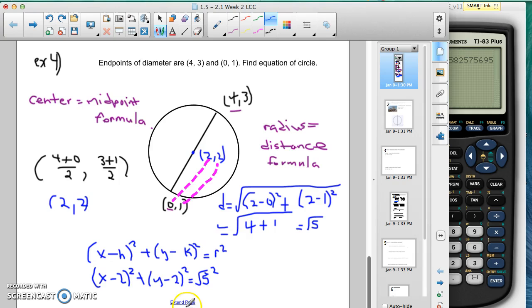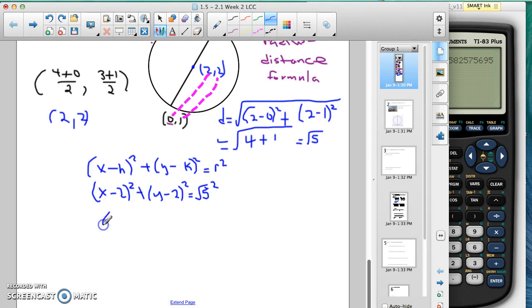So that means that our formula is just going to be x minus 2 squared plus y minus 2 squared equals 5. And that'll be our equation.